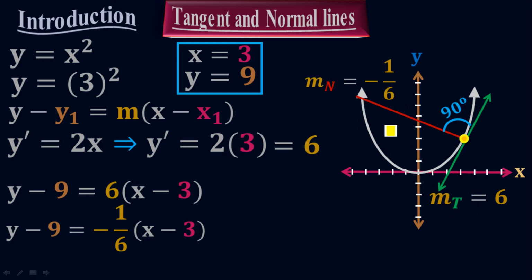They are interconnected. Now, based on the slope of the tangent line, this is going to be my equation in point slope form. This is the equation of the tangent line, because the slope of the tangent line is 6. And this is going to be the equation of the normal line, because the slope of the normal line is negative 1/6.